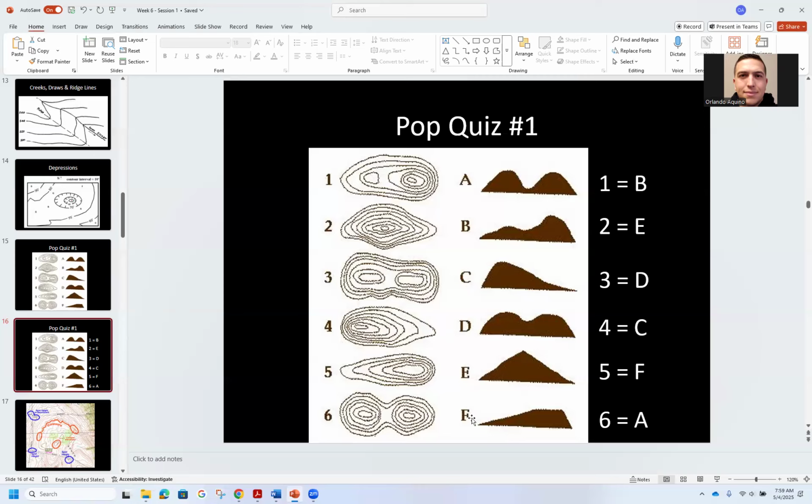And then we got five, kind of the same, opposite direction. And that looks to me like F, right? You got that nice gradual slope up, and it's pretty flat at the top, but it's pretty steep at the backside. And then number six is going to be A, right?